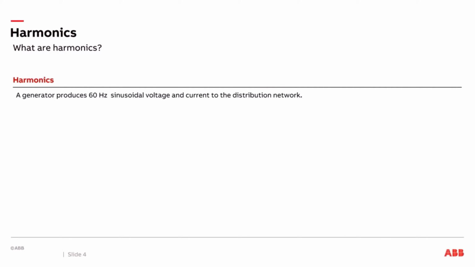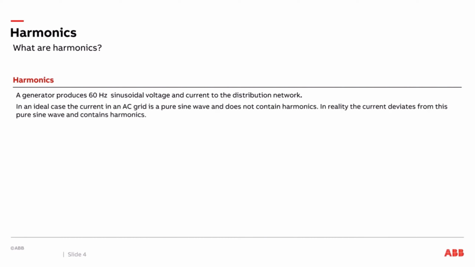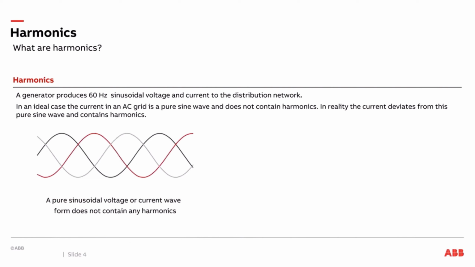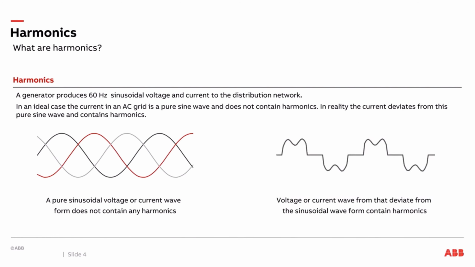In this part of the presentation, we're going to do a general overview of harmonics. A generator produces a 60 Hz sinusoidal voltage and current to the distribution network. In an ideal case, the current in the AC grid is a pure sine wave and does not contain harmonics. In reality, the current deviates from this pure sine wave and contains harmonics. As shown here, this is a pure sinusoidal waveform. It could be voltage or current waves. The waveform does not contain any harmonics. In this waveform, as a voltage waveform or a current waveform, it deviates from the sinusoidal waveform and contains harmonics. It is a repeating waveform, but is no longer a sinusoidal waveform.